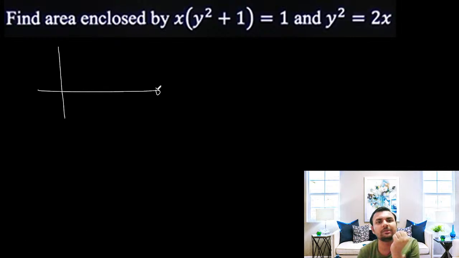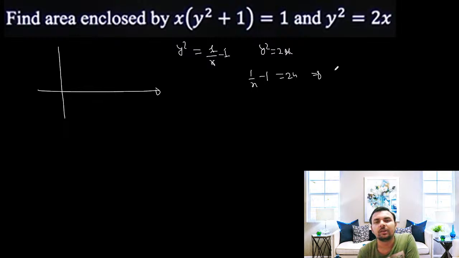There is a curve: y square equal to 1 by x minus 1, and y square equal to 2x. We will intersect them, that means we will solve them properly. So we'll put 1 by x minus 1 equal to 2x. Taking the LCM, we get 1 minus x equal to 2x square.